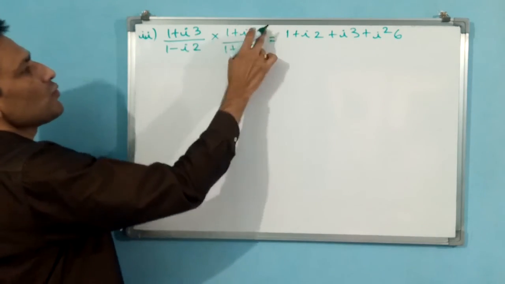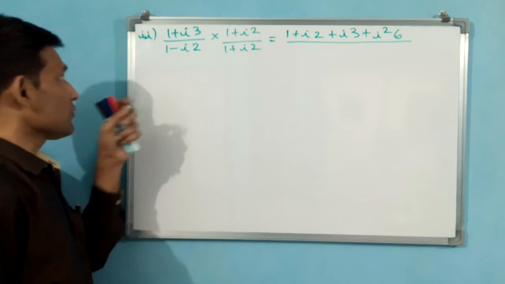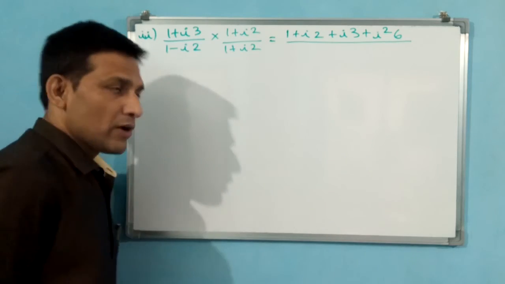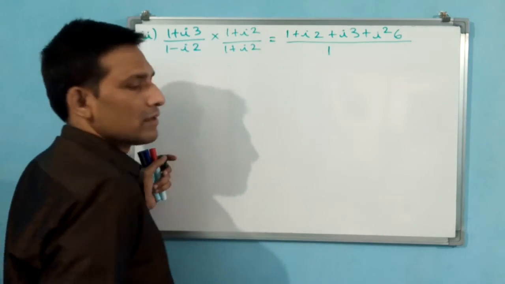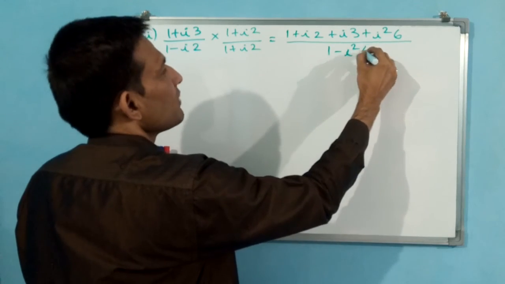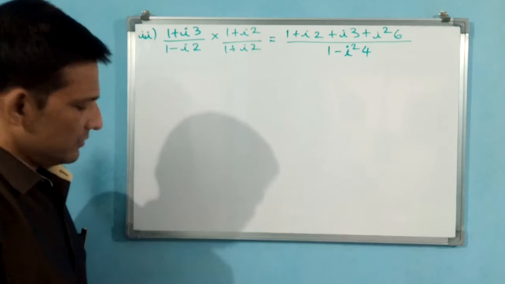I into I square, 2 into 3, 6 divided by. Okay. Now you see, this rationalization for a square minus b square we have done. A square 1 minus b square minus I square 2 square 4. Is it okay?